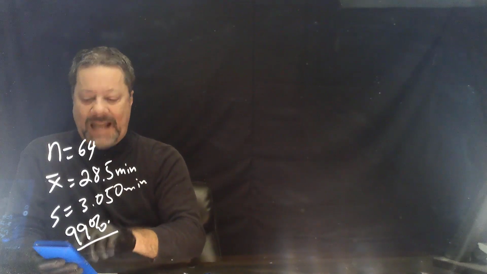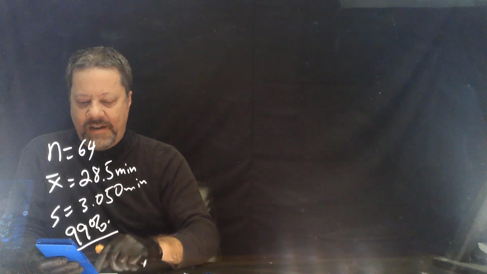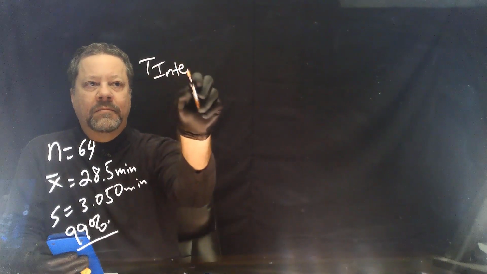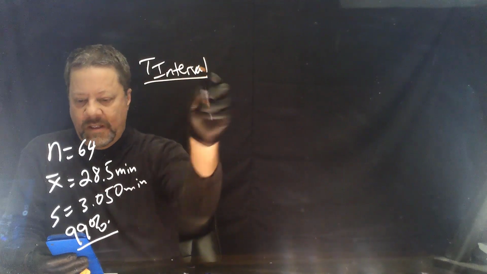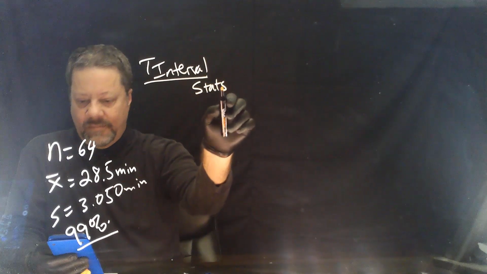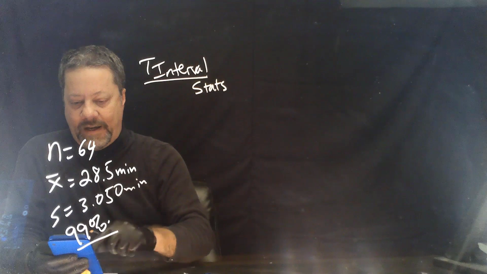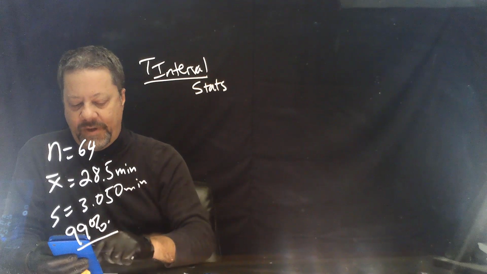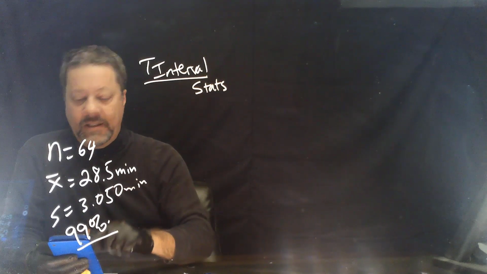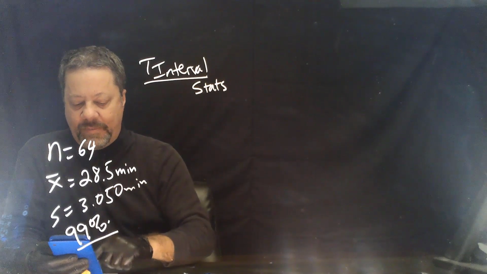Going to Stat, Tests, T-interval, we'll use stats again. The mean was 28.5, standard deviation 3.050, N is 64, and the confidence level is 0.99.